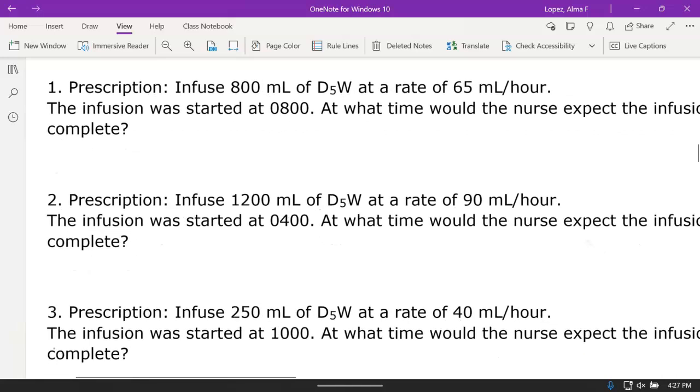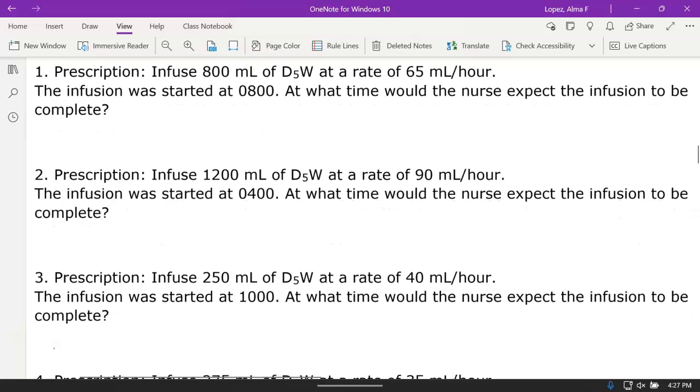Okay, so for number 1, let me make it a little smaller so I can read the whole thing. It says infuse 800 milliliters of that solution at a rate of 65 milliliters per hour. The infusion was started at 8 o'clock. What time will the nurse expect the infusion to be complete? We're going to start off by finding the time in hours. So for the time, I'm going to take the volume that's going to be infused, that's the 800 milliliters, and I'm going to divide that by the rate, the 65 milliliters per hour.